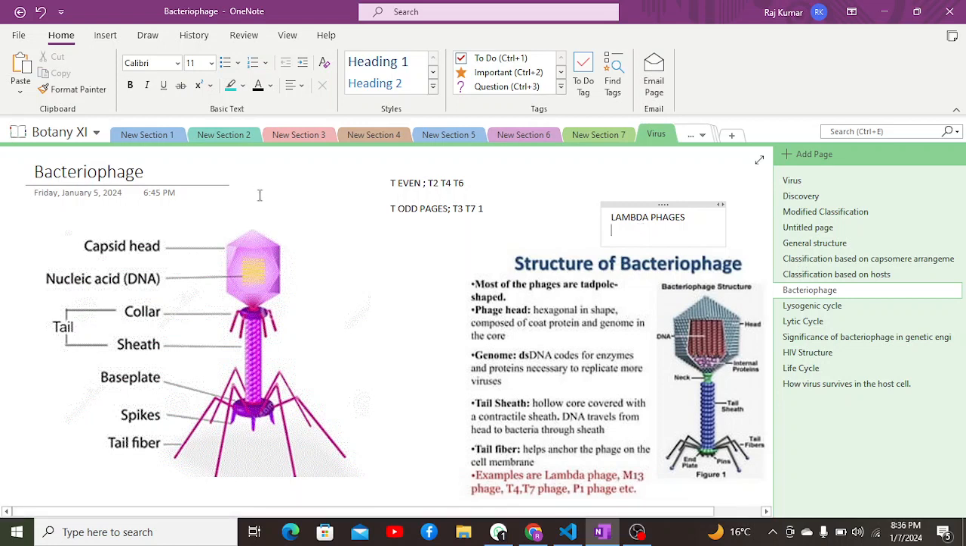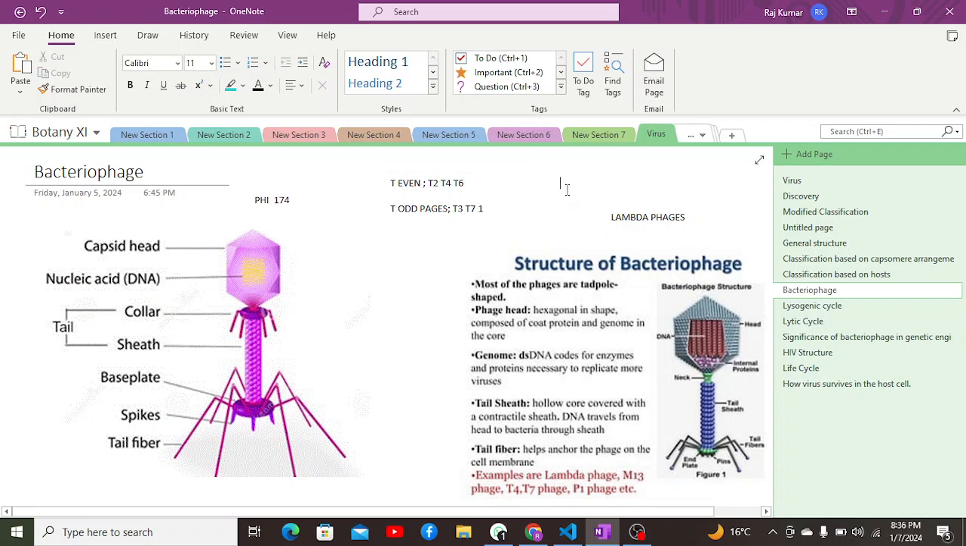Alongside which, an exceptional case is the phi X174 bacteriophage. This is a bacteriophage which has single-stranded DNA, whereas T-even phage, T-odd phage, and lambda phages have double-stranded DNA. Most of these have double-stranded DNA.